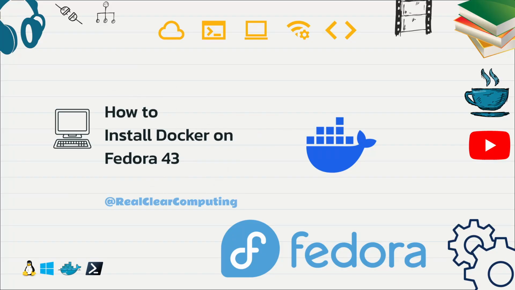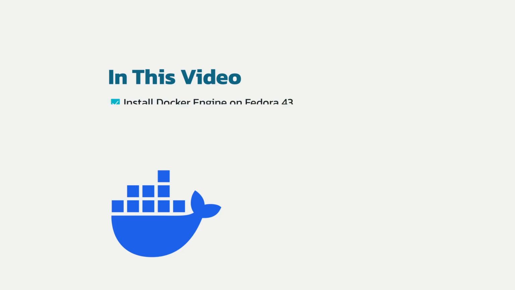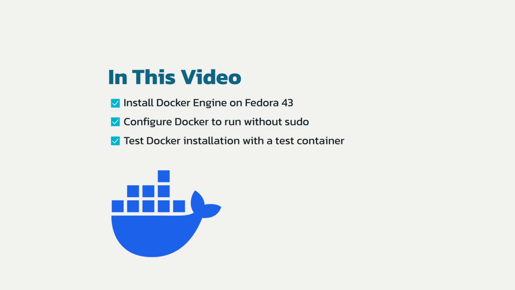In this video we will look at how to install Docker on Fedora 43. We will start by installing the Docker engine, and then we will configure the Docker command to run without sudo, and then we will also run a test container to test our Docker installation.